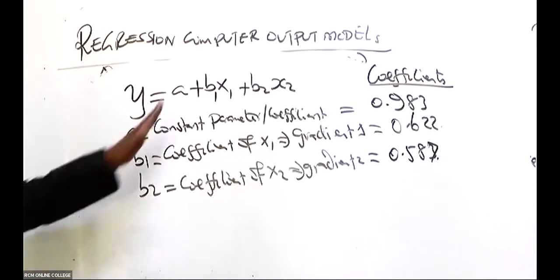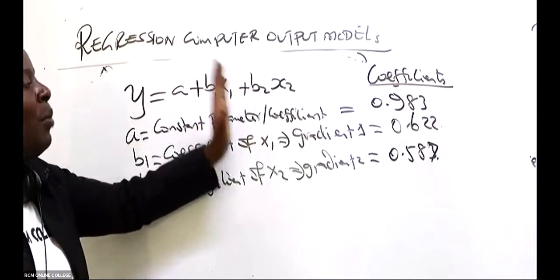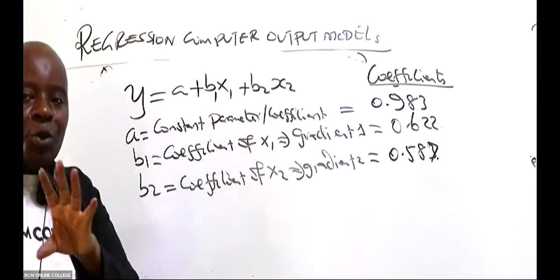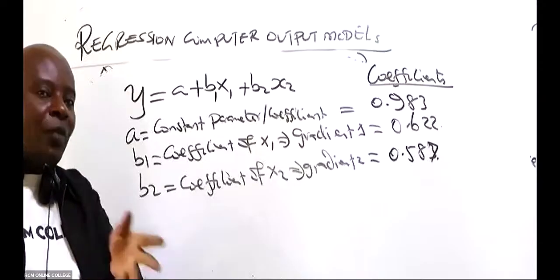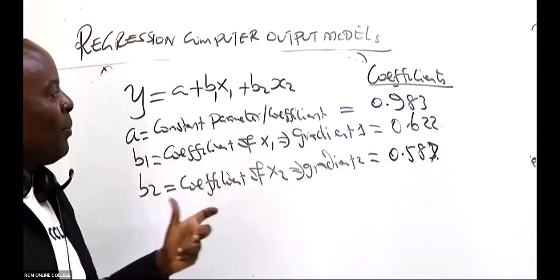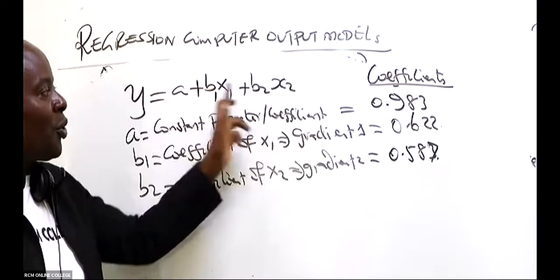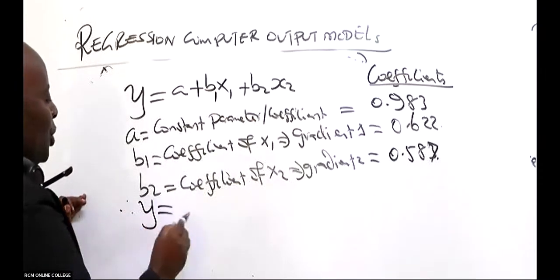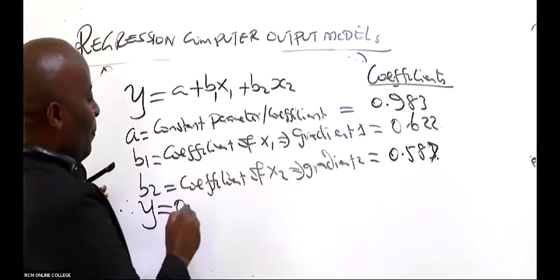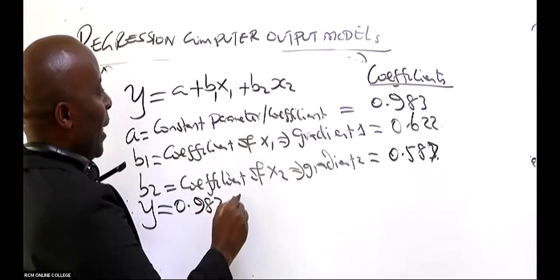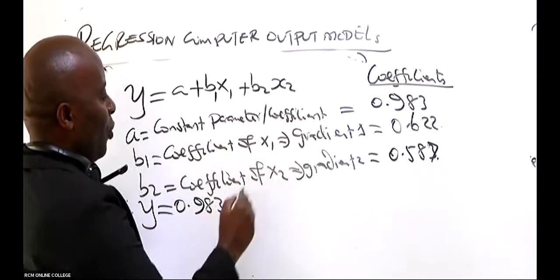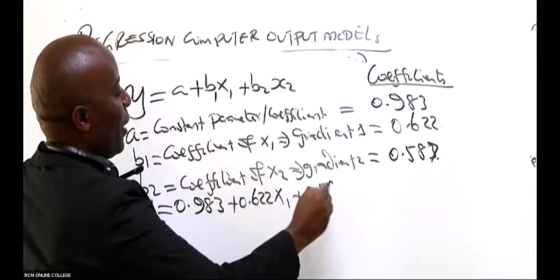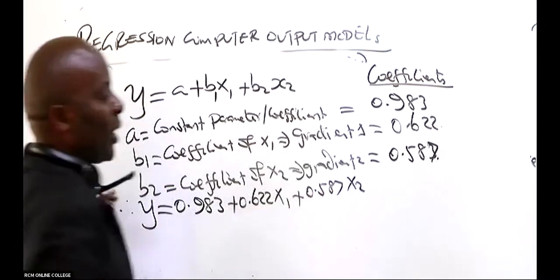So remember, these are the parameters which the examiner will give you in most cases on the first table. Because whenever it gives you a computer output, it'll give you two tables: the parameter table and then the ANOVA table. The parameter table will help me always analyze the information regarding these parameters. And therefore the equation, our y will be equal to a 0.983 plus b1, which is 0.622 x1 plus 0.587 x2, like that.